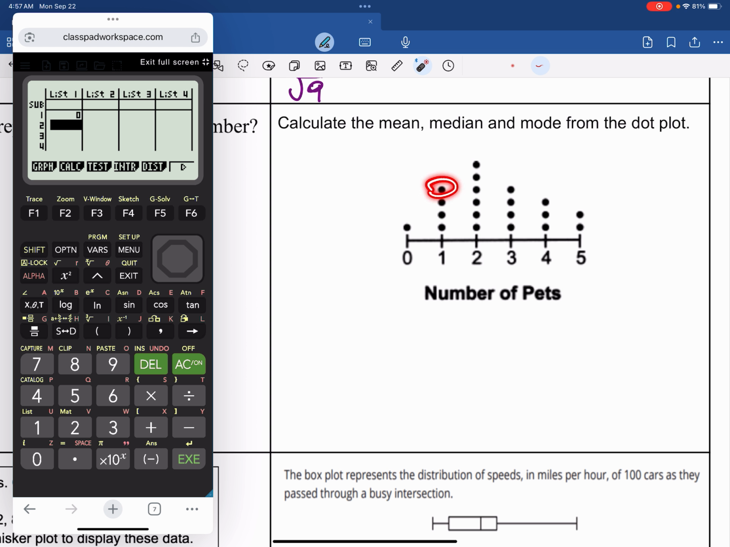Then we have 1, 2, 3, 4 dots on 1. So you're going to enter 1 4 times in your calculator. So 1, enter, 1, enter, 1, and then another 1. Each dot gets a spot in the calculator. So each dot represents a value of 1 that goes into the calculator. Here we have 1, 2, 3, 4, 5, 6 dots on 2. So I'm going to enter 2 6 times in the calculator.